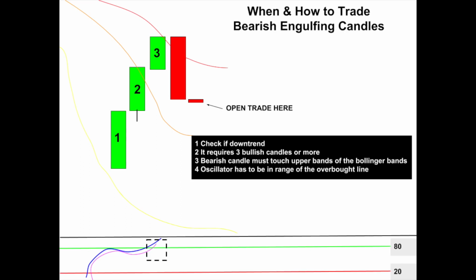The last rule is about the oscillator. The oscillator line has to be in range of the overbought line. The overbought line is the top line. So the oscillator line has to be touching the overbought line. But sometimes it can happen that it's very close but doesn't touch it, and that's fine. But it needs to be very close to the overbought line. Now at this point, if you have all these conditions working for you, it's time to open the trade. You're going to do so as soon as the red engulfing candle closes. And as soon as the next new candle starts, you're going to straight away start a new trade for lower.